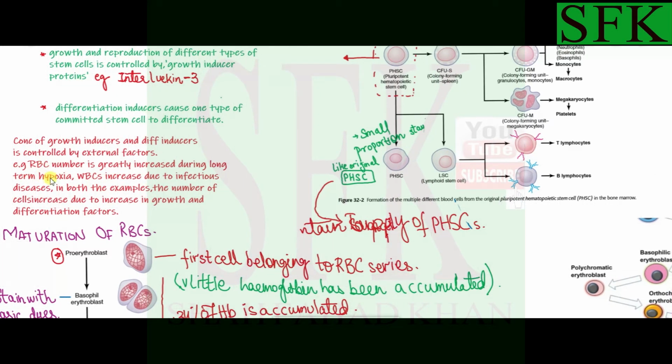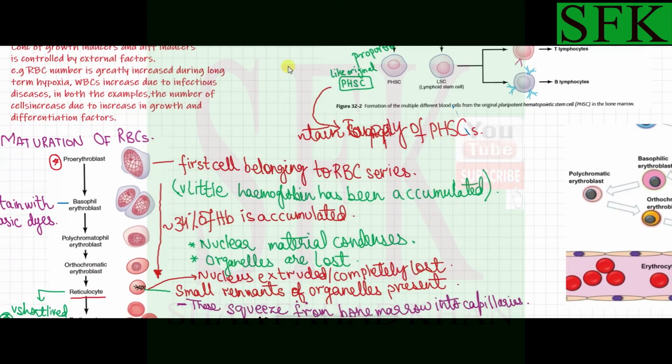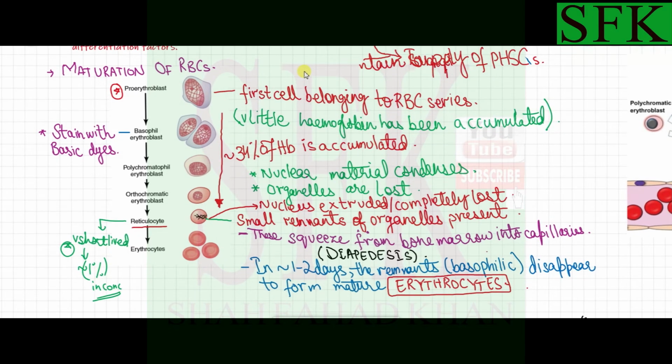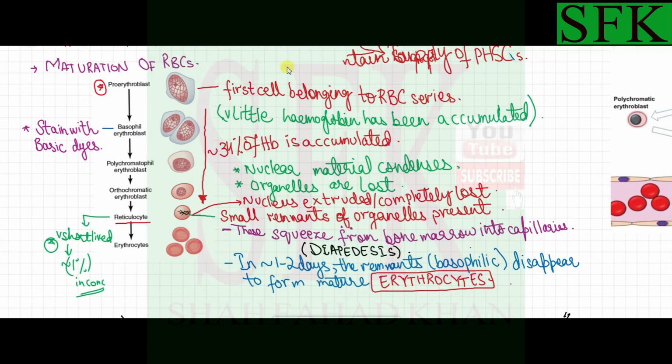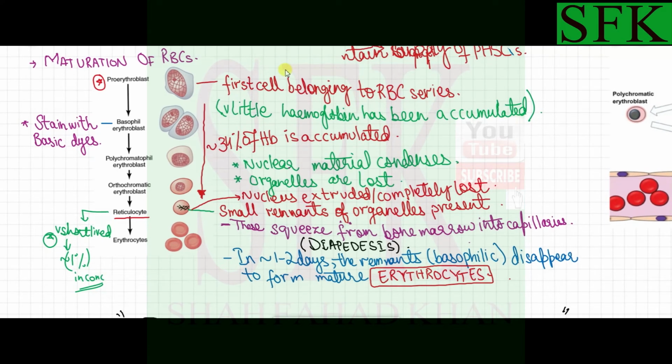In one case, it's the hypoxia in the case of red blood cells, and the infectious diseases in the case of the white blood cells. Now let's come to the main discussion: the maturation of red blood cells. What are the different steps that are involved in its maturation and its formation?